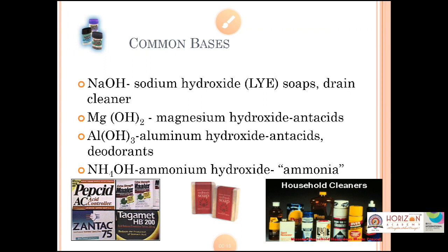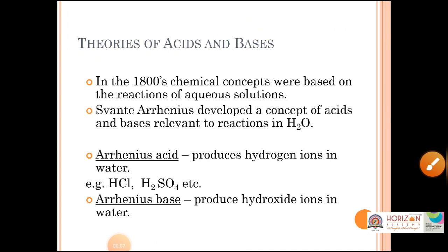Theories of acids and bases. Various scientists have given various definitions for acids and bases, and all these theories or definitions are important. So let us see some of them. The Swedish scientist Arrhenius put forth a theory of acids and bases in the year 1887. This theory gives the definitions of acids and bases as follows.